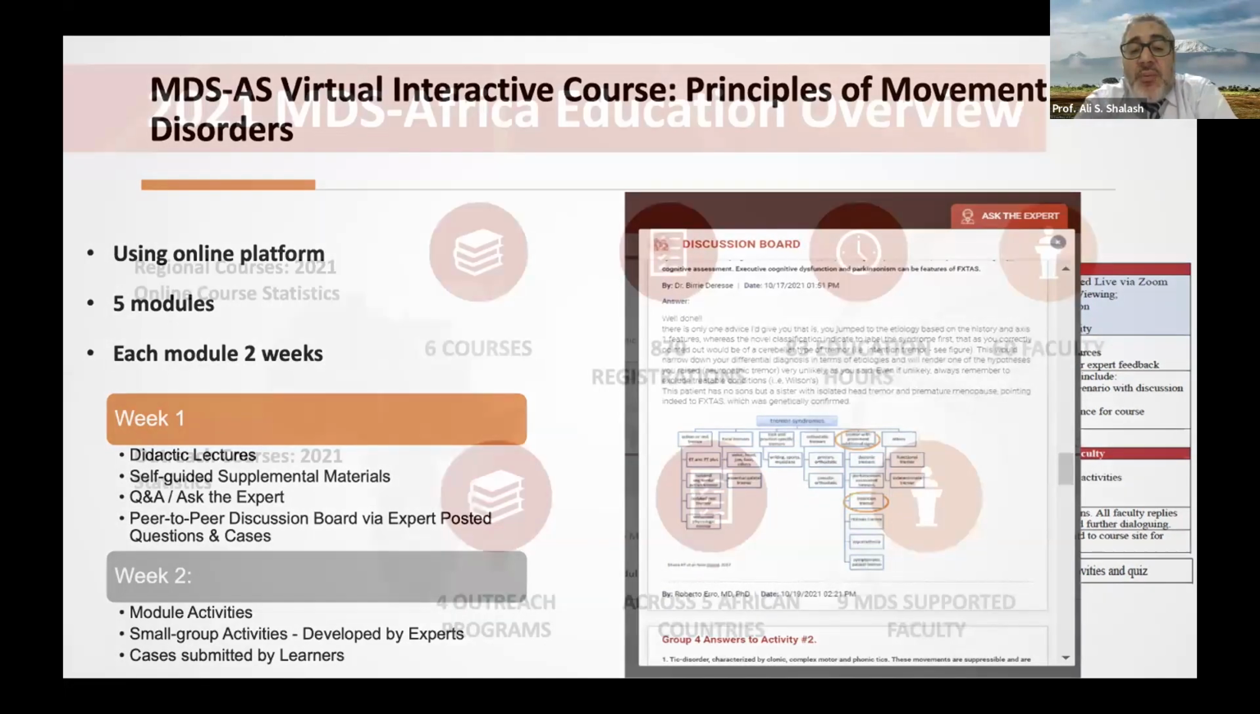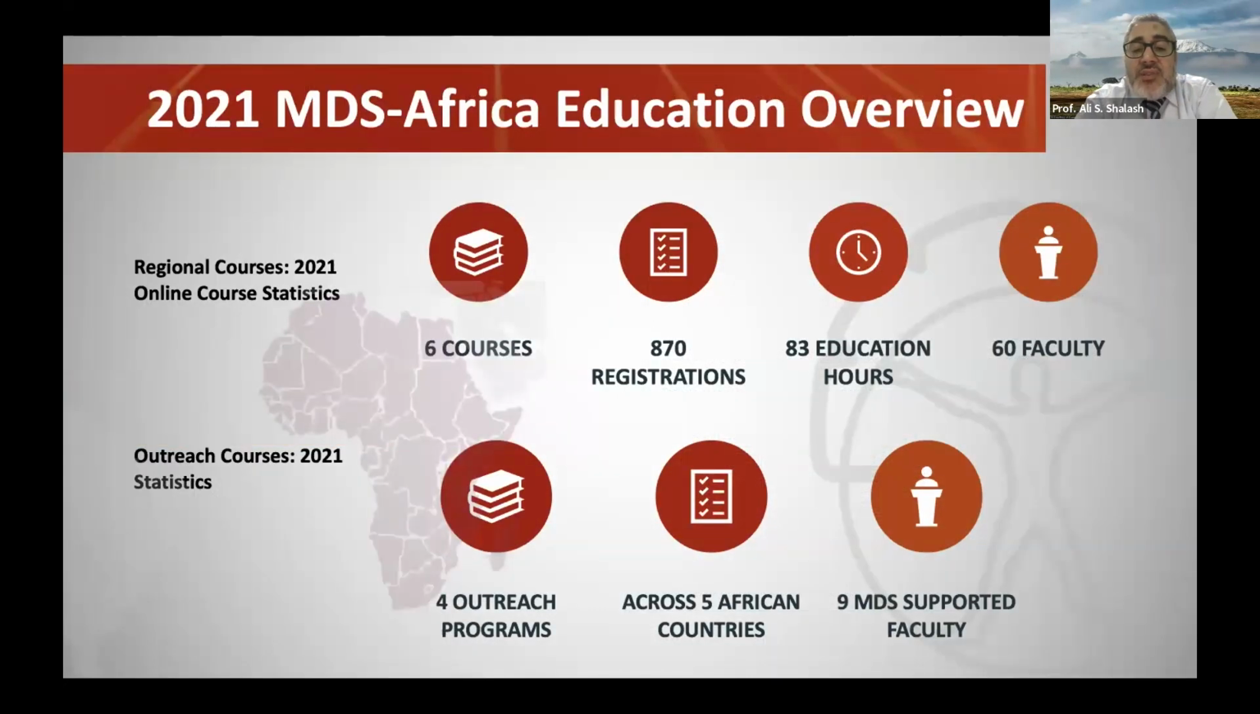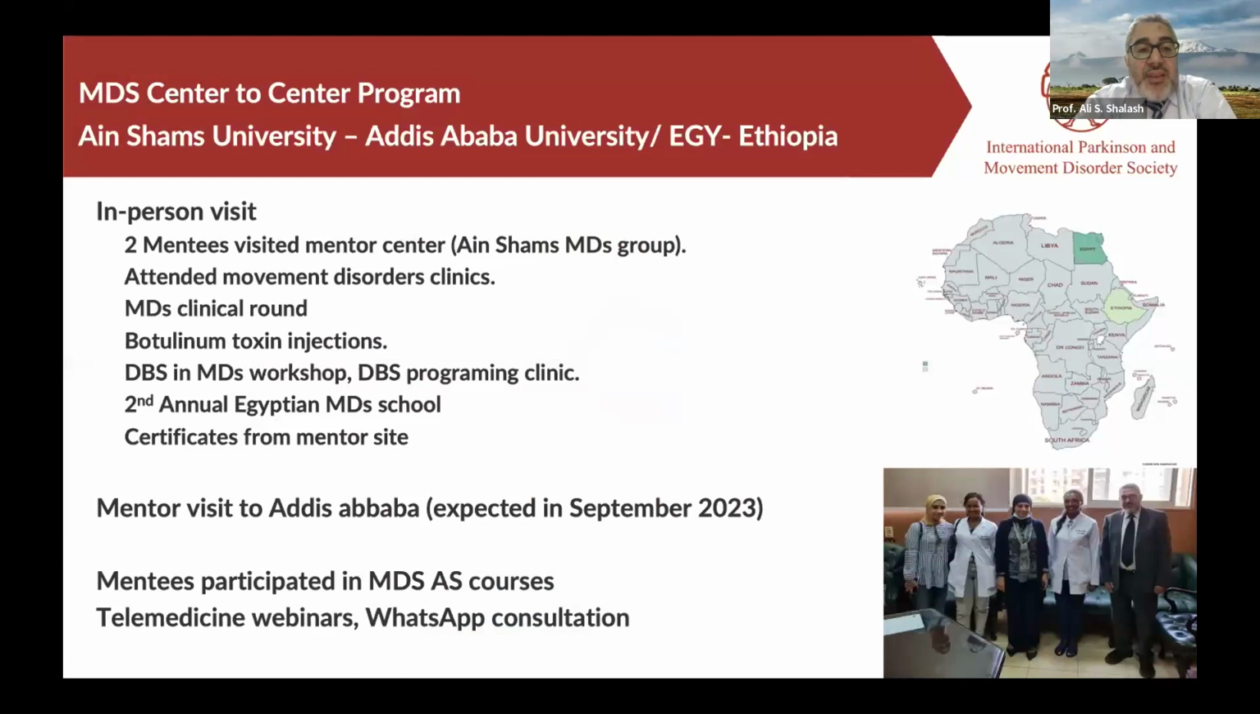And so our outcome was fantastic. We had up to 6 courses online during COVID. Maybe I only give an example for 2021. We have about 870 registrations and 83 education hours and about 60 faculties. So we succeeded to reach out to about 870. Not all from Africa, but we also have others from outside Africa.